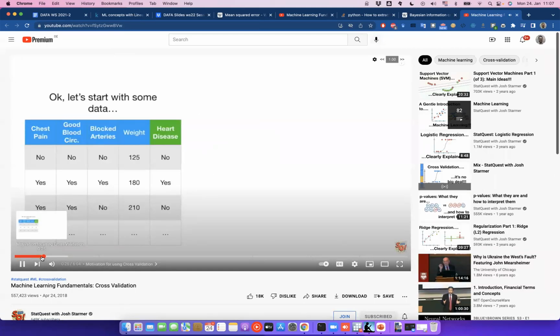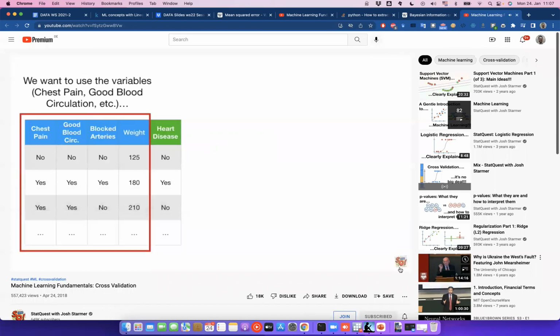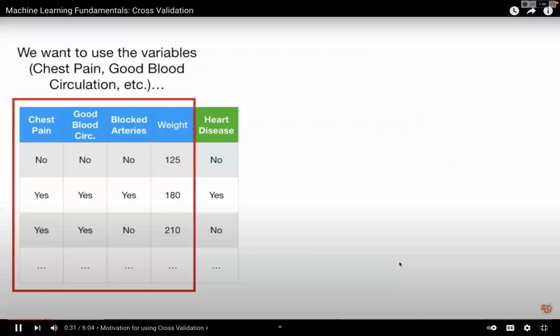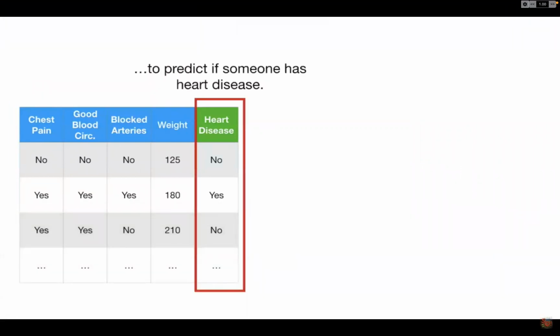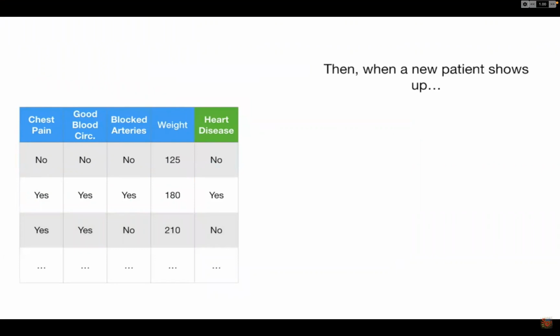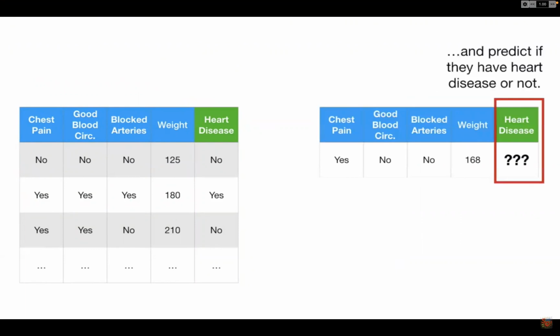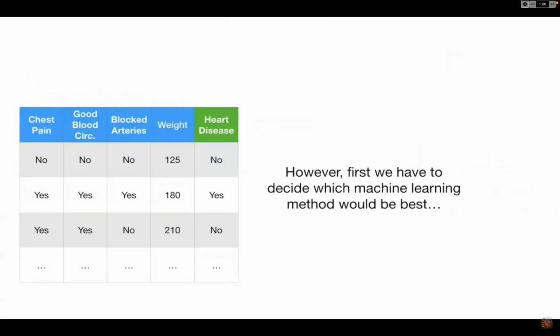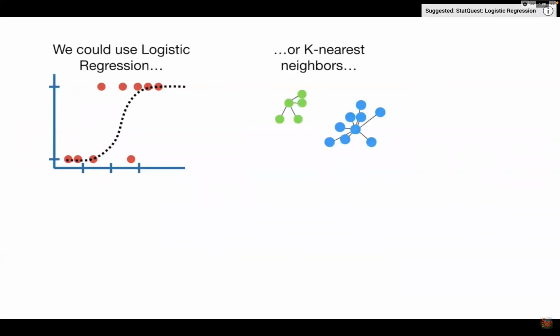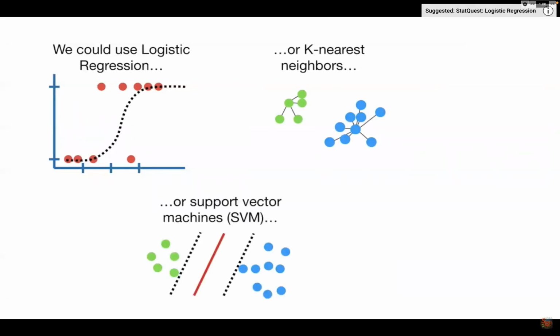Okay, let's start with some data. We want to use the variables chest pain, good blood circulation, etc. to predict if someone has heart disease. Then, when a new patient shows up, we can measure these variables and predict if they have heart disease or not. However, first we have to decide which machine learning method would be best. We could use logistic regression, or k-nearest neighbors, or support vector machines.